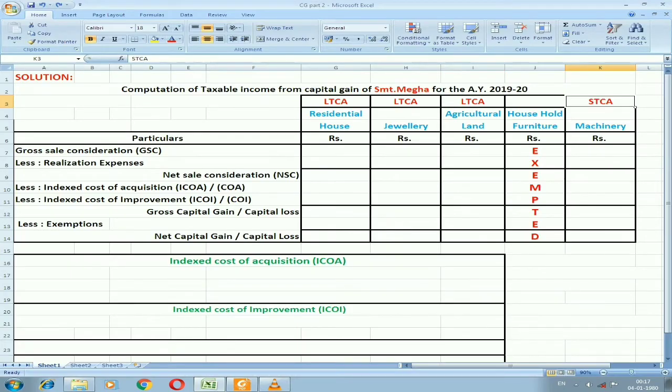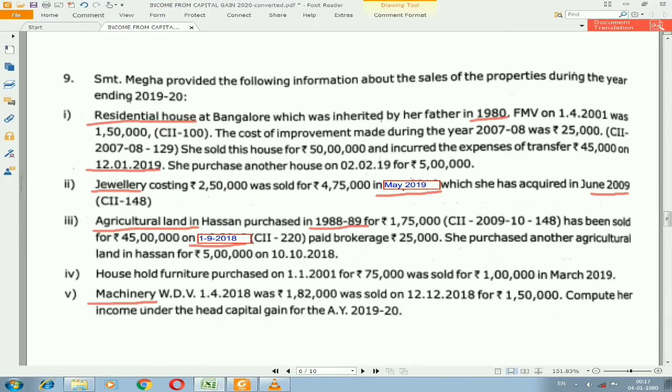As you can see, I have mentioned short-term capital asset. For that, we are not going to take any indexations. So let us start with the first one, residential house. Always we are going to start from the sale value.